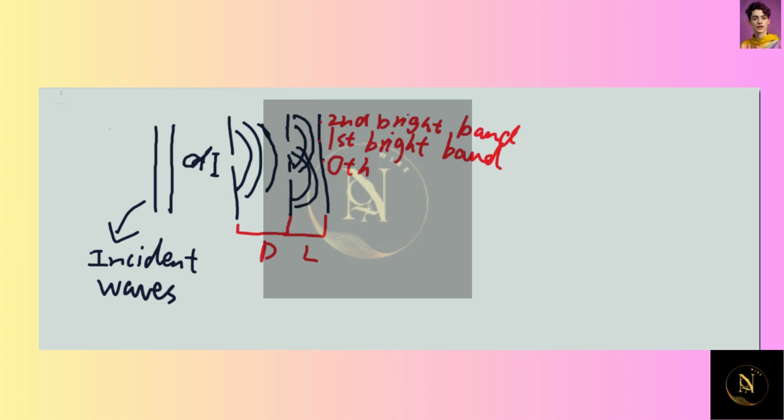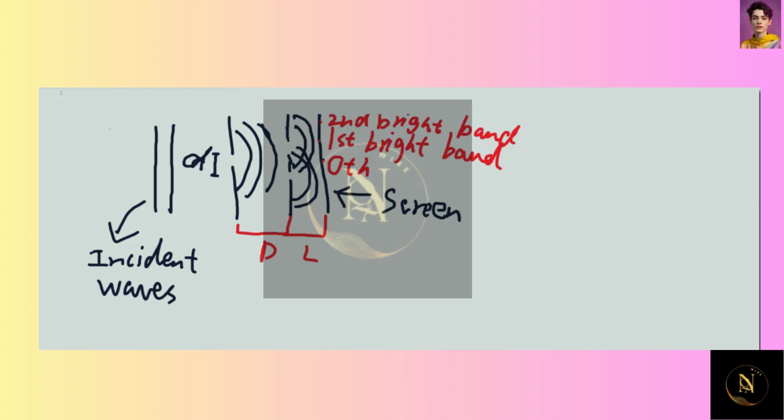So this is the screen right here. The distance between the single slit and double slit is capital D, and the distance between the double slit to the screen is capital L. And on the screen, there's spatial separation.